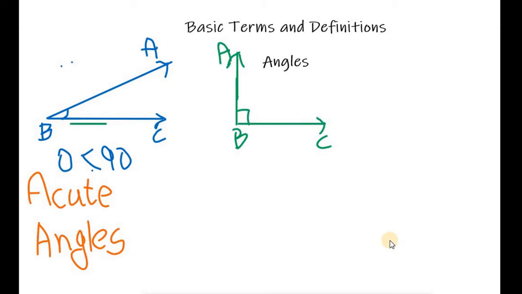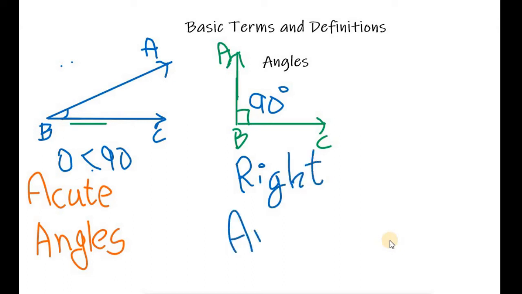And this is our second type of angle. Now what do you observe in this angle? This angle is equal to 90 degrees. So such types of angles are known as right angles. Not left angles, they are right angles. So these are the second type of angles that we have.